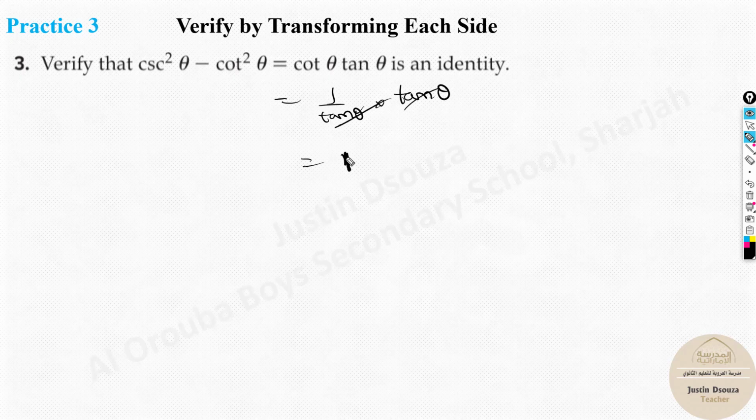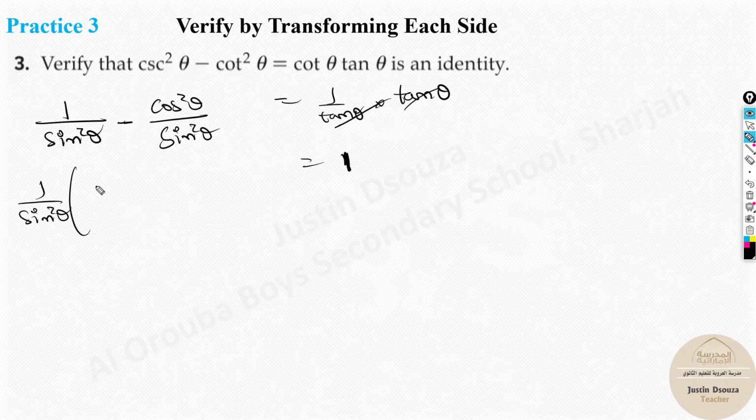Now this is easier. If I know right side is 1, whatever I do, I just have to simplify all this and get 1 left side. So let me substitute. Cosecant square is 1 by sine square theta minus, what is this cot square? Cot square is cos square theta divided by sine square theta. Now from here, I know these both are common, so I will take 1 by sine square theta outside, and what's remaining? 1 minus cos square theta is remaining.